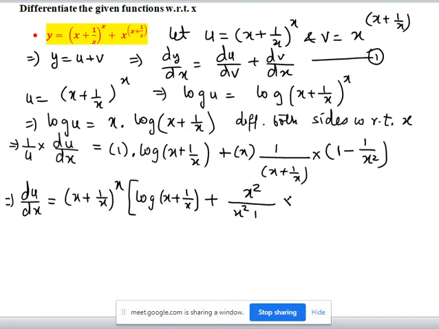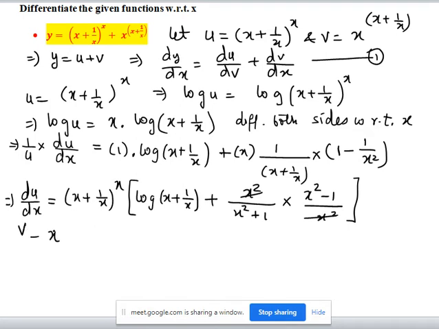Come to this part. Here also you take LCM. We get x square minus 1 over x square. So you can very well see this x square and x square are getting cancelled out. So the second part is x square minus 1 over x square plus 1. So this is du over dx. Once we have found dv over dx, we will put both of them here. Okay. Now let us solve for v.